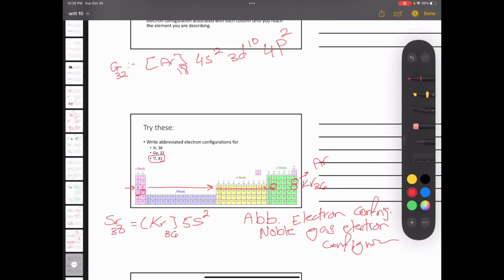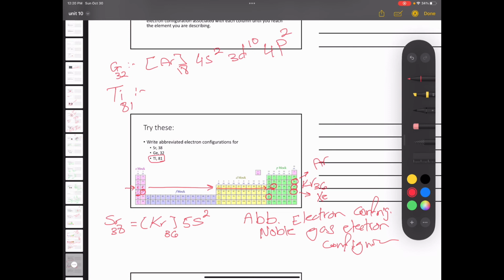Okay, so titanium, which is Ti81. When I look at titanium 81, I need to locate 81 first on the periodic table, which is down here. Okay, what is the noble gas that precedes the 81 on the row before that one? It is 54, and 54 is xenon.